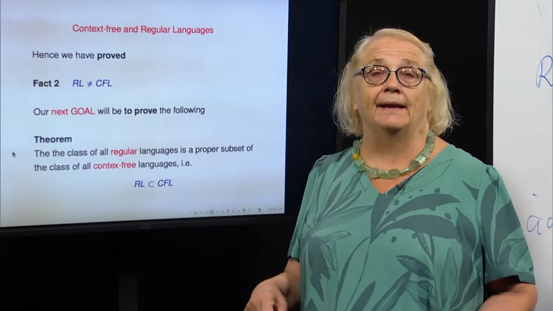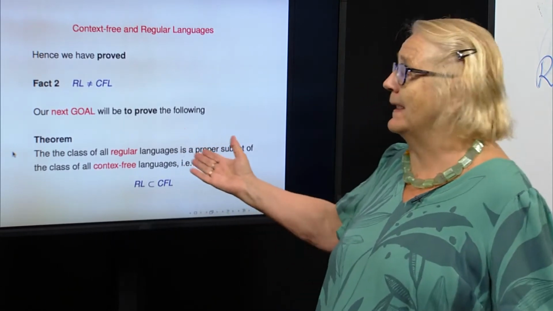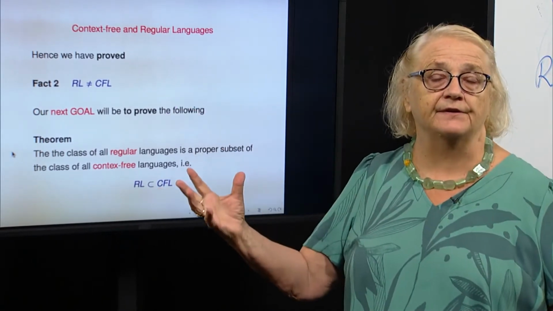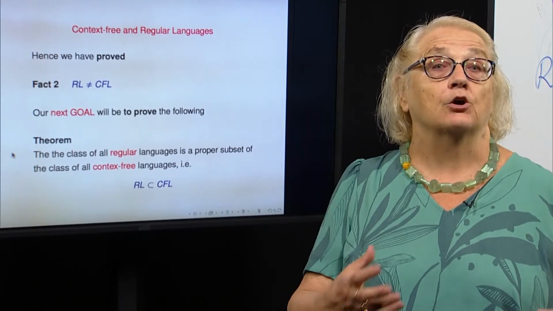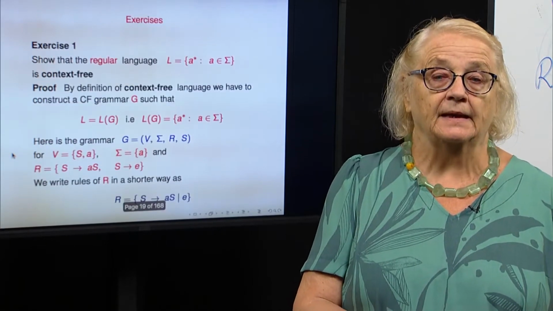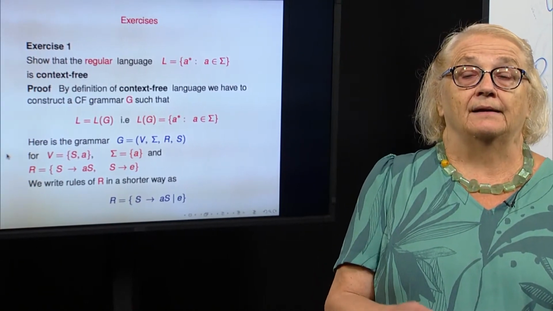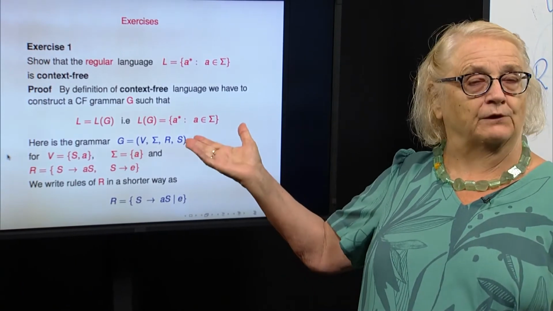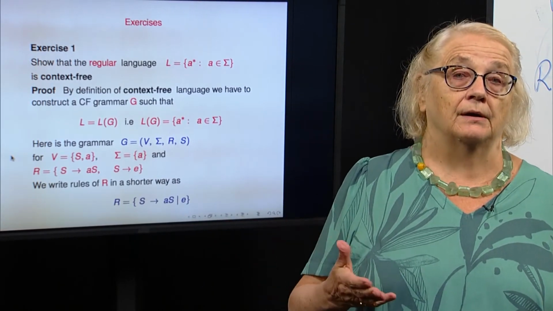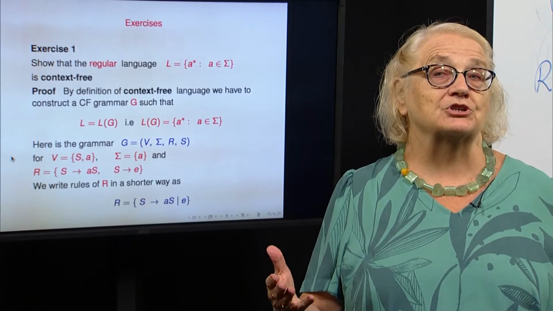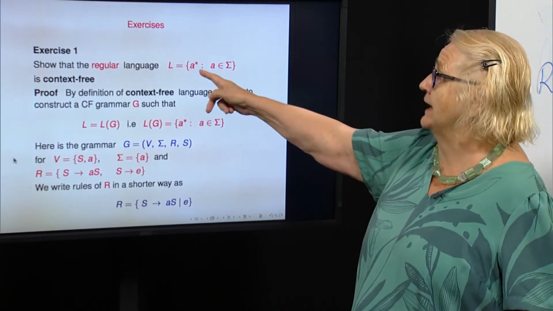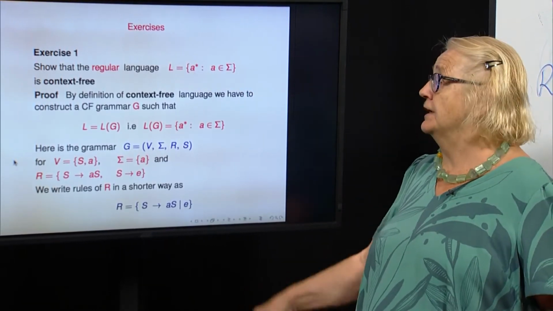So the next goal now is to prove that the class of regular languages is a proper subset. We know that they are different. Now we want to prove that regular languages is a subset of the class of context-free languages. But before we prove that nice theorem, we show that certain regular languages are context-free languages. It's not a general proof, but for example, we prove that A star, which we know is a regular language, is context-free.